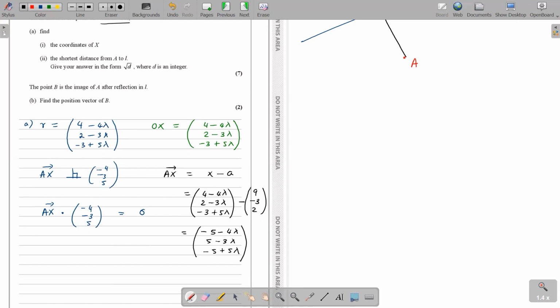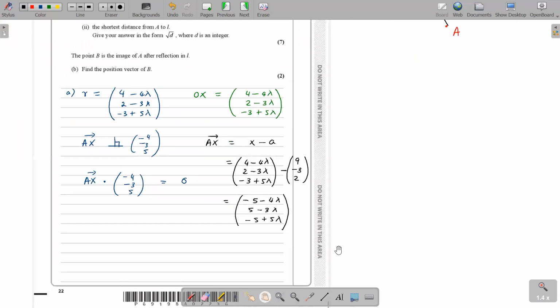Okay, so let's take the dot product then. AX is (-5 - 4λ, 5 - 3λ, -5 + 5λ), dot product with (-4, -3, 5) equals 0.